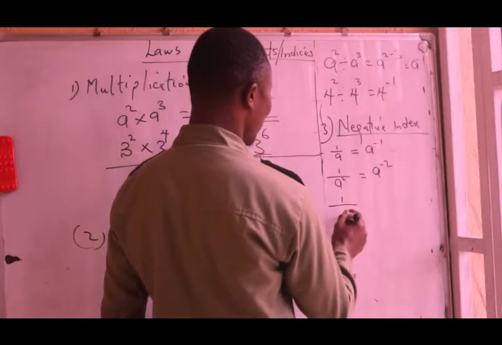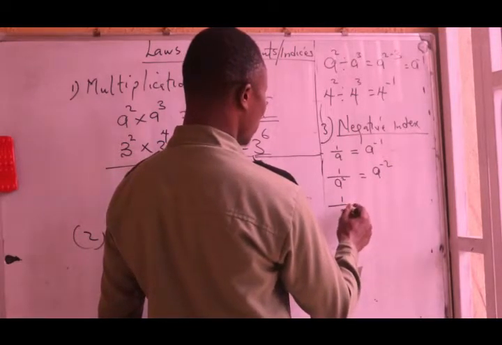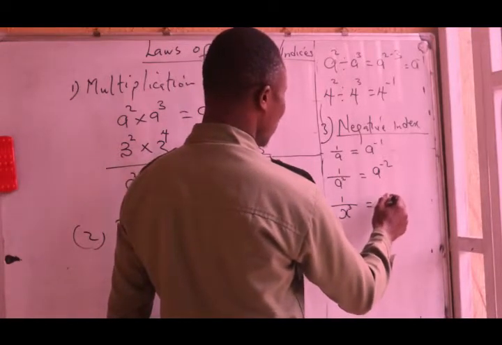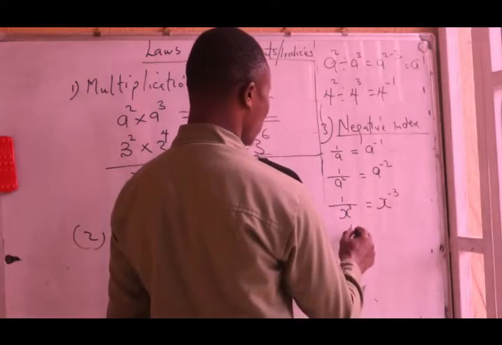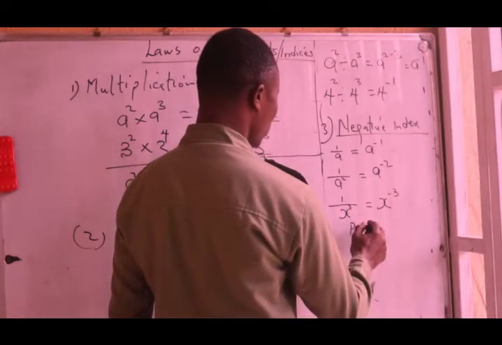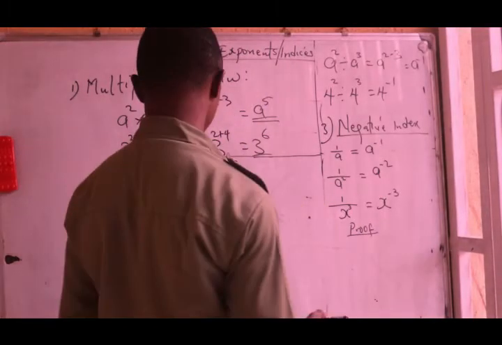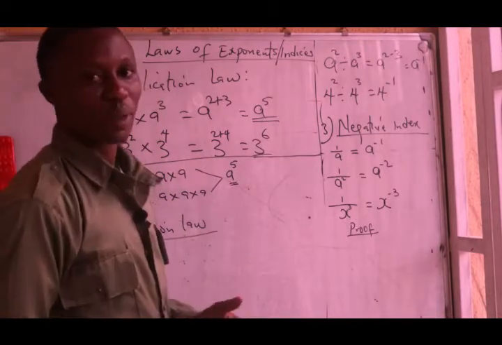1 over a, it could be any letter. 1 over x, it could be any power. This is the same as x to the power of minus 3. Let's prove it. Proof, while using the law of division. To prove this, please permit me to wipe the board.